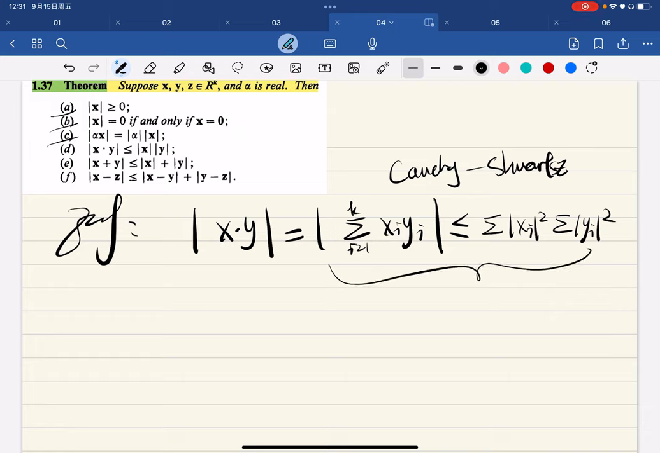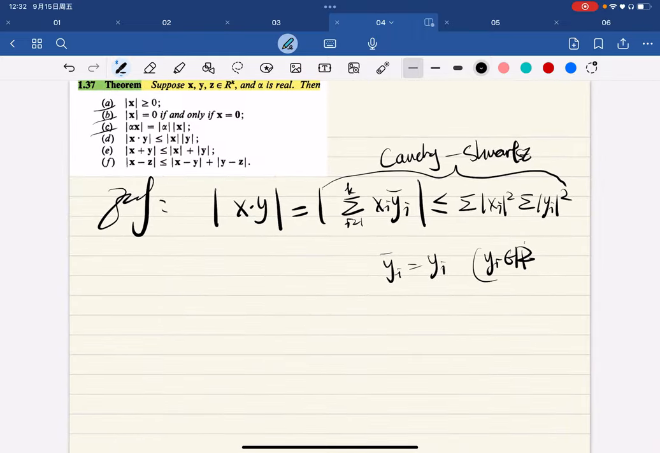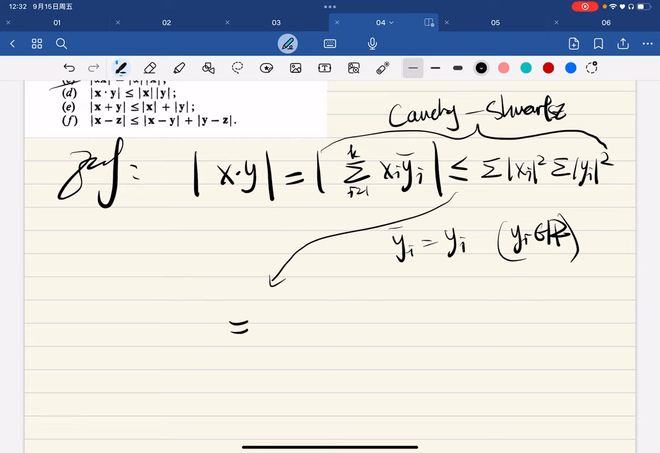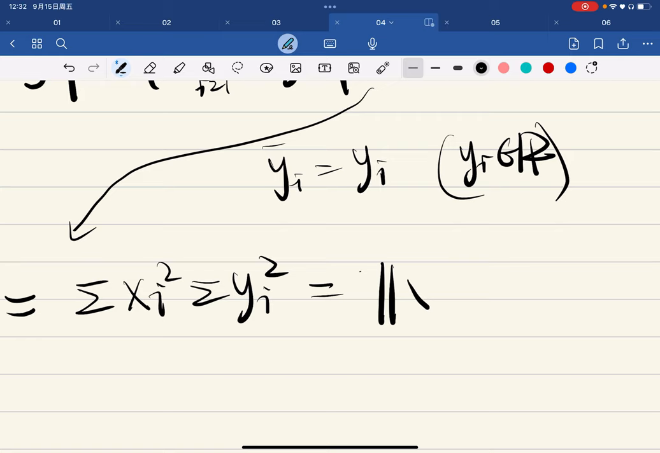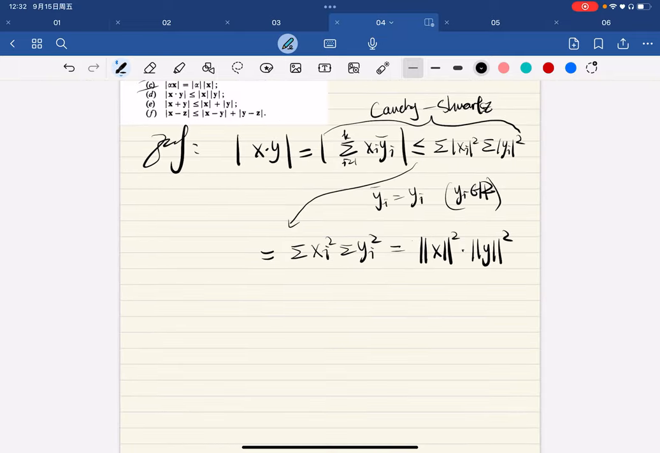This is the Cauchy-Schwarz inequality. You can take a look. Because y is supposed to be y bar, but y bar is equal to y since y is a real number. You have Cauchy-Schwarz. And now if we continue with this, we have the square root of the sum of x_i squared times the sum of y_i squared, which is equal to the norm of x times the norm of y. So we have the desired inequality.